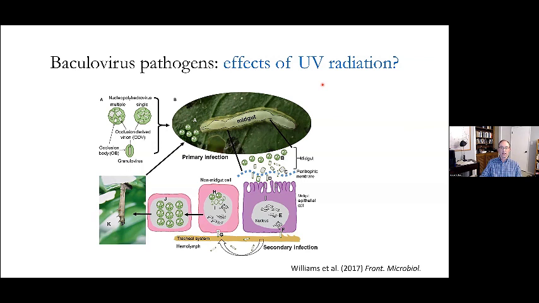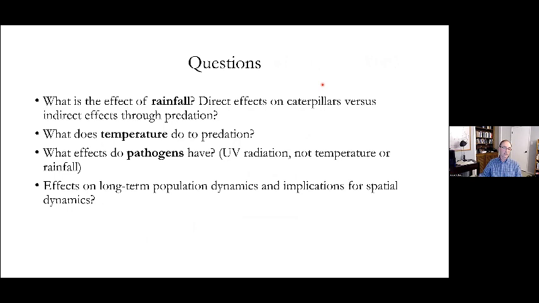So we wanted to ask, what is the effect of rainfall? Are there direct effects on caterpillars versus indirect effects on predation? What does temperature do to predation? With warmer temperatures, we expect a more rapid development of the caterpillars, but we might also expect that the ants might be warm enough to be active for more of the time. So predation might also increase. So it's complicated to predict what temperature will do. And then we were interested in what effect pathogens have in this system, and are they affected by UV radiation, and perhaps not so much by temperature or rainfall, which is what we might expect based on the existing literature.